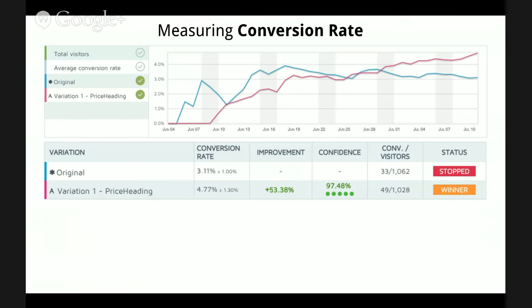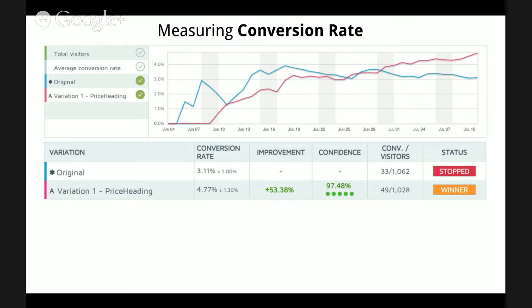This is an example. This is a test that I ran. This was for a fairly big client, about $1 million per month turnover. And the details of what we're testing isn't really important. And I was using convert.com, which is my preferred tool. Now look at the results. So the graph shows, yes, there seems to be a clear divide between the original in blue and the variation.